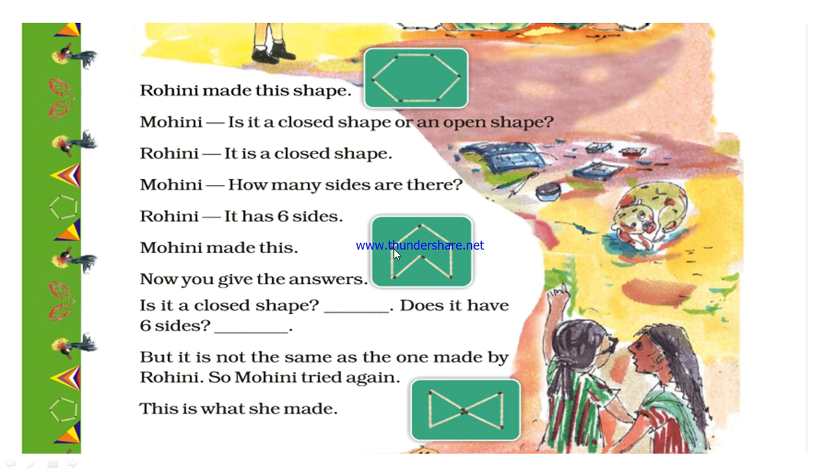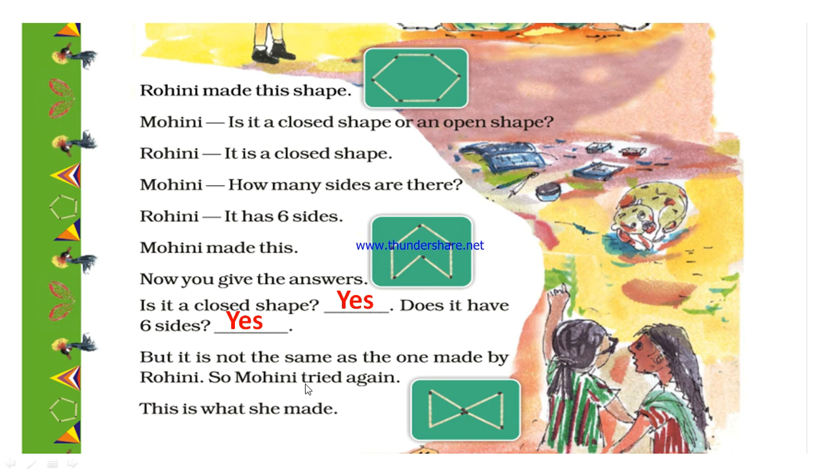Then Mohini made this shape. Now you give the answers. Is it a closed shape? Yes, of course, it's a closed shape. Does it have 6 sides? Let's check. 1, 2, 3, 4, 5, 6. Yes, 6 sides. But it's not the same as the one made by Rohini. This shape made by Rohini and this shape made by Mohini both have 6 sides only, but are they the same? No.